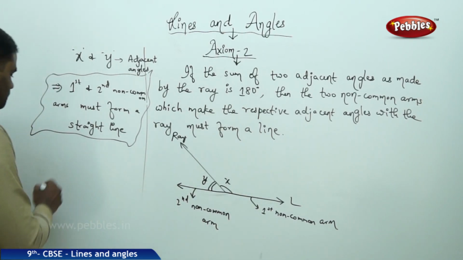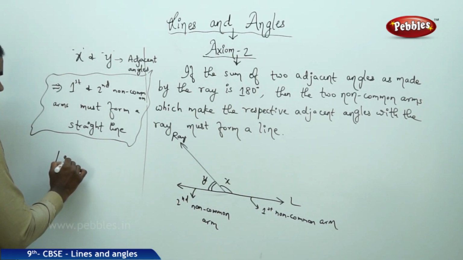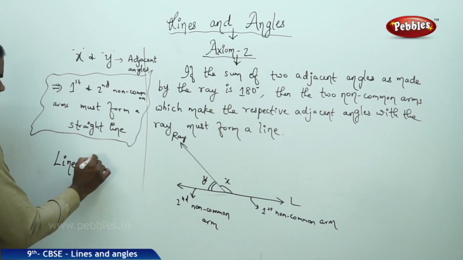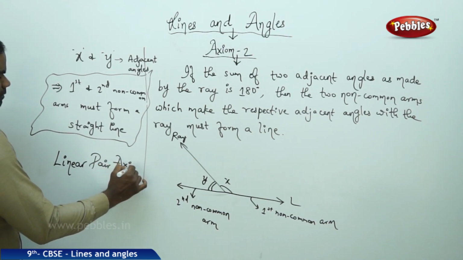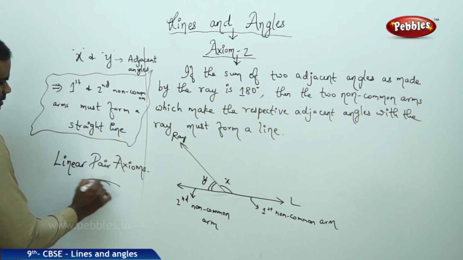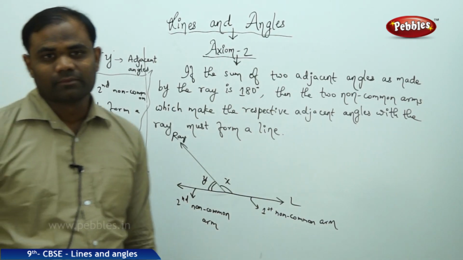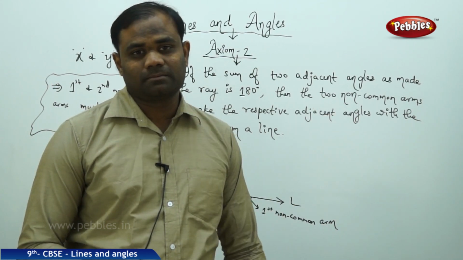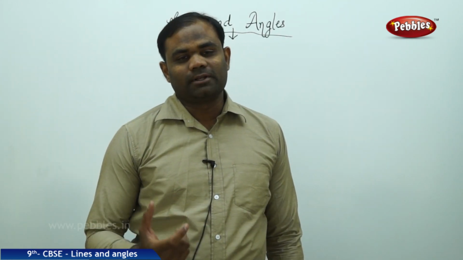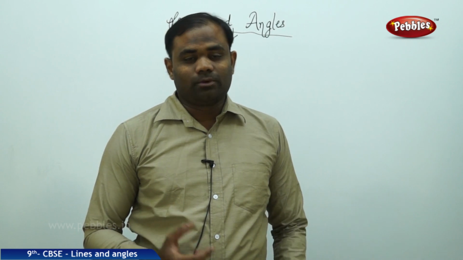Just to make a note, the two axioms which we have discussed are called linear pair axioms. That is how we define the axioms and the respective linear properties. Now let's see the property of vertically opposite angles.